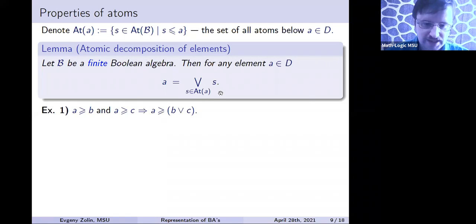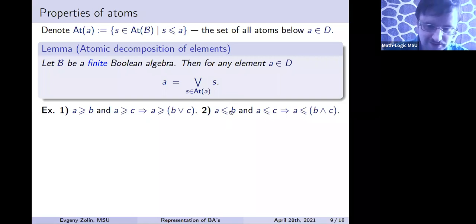In this lemma, we will use two simple facts. If A is bigger than B and A is bigger than C, then A is bigger than their disjunction. And similarly for conjunction, and the inequalities are in the other direction. If A is less than B and A is less than C, then A is less than B and C. And in fact, we can even prove a bit more.